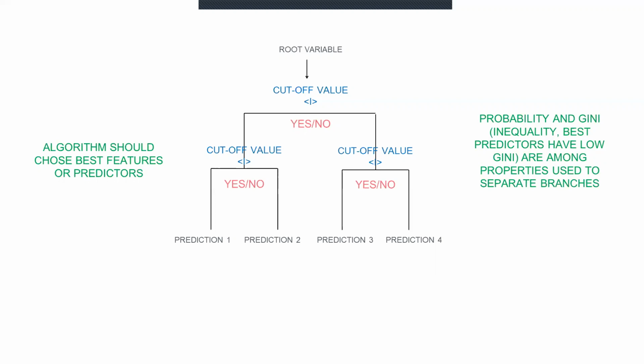Why are they called leaves? Well, because they don't branch anymore, right? So all other parts of the tree have some branches that go towards them, and then they're branching into smaller branches. But predictions or leaf parts of decision tree, they are the endpoint. They don't branch anymore, and that's why they're called leaves.